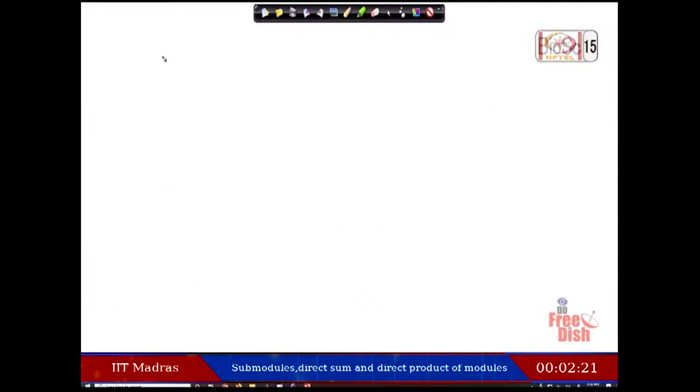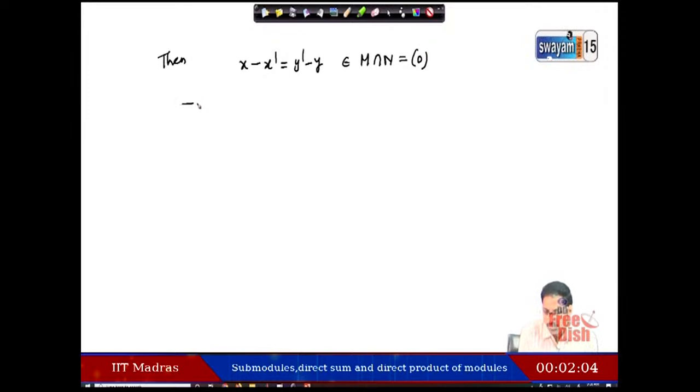So, then x minus x dash is equal to y dash minus y. Okay. So, then this belongs to M as well as N, but it is given to be 0. So, that means that x minus x dash is equal to y minus y dash, which is equal to 0.